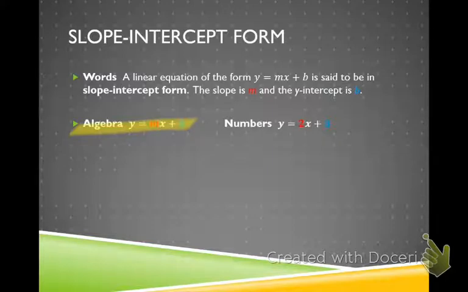So my x and my y, that's my ordered pair. All right, so the x and the y that we see here, that's my ordered pair. What did I say the m stands for, guys? M stands for my slope. B stands for my y-intercept. And you see that up in the wording too, that the slope is m and the y-intercept is b.